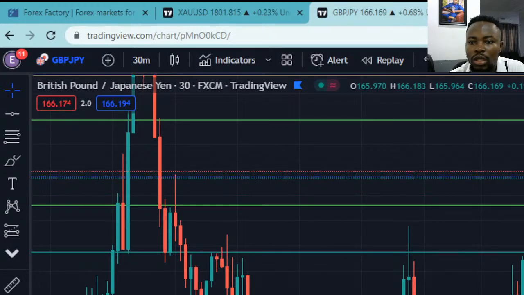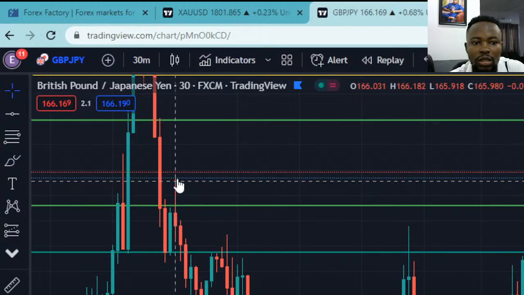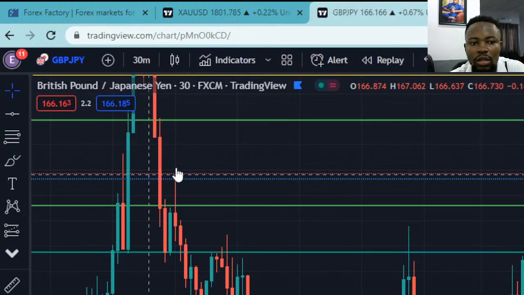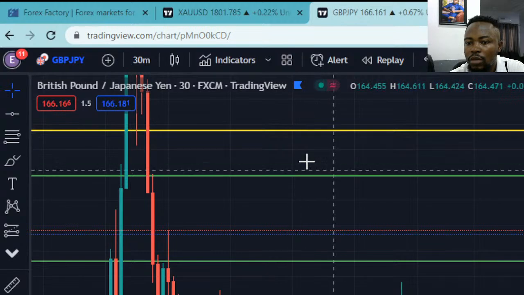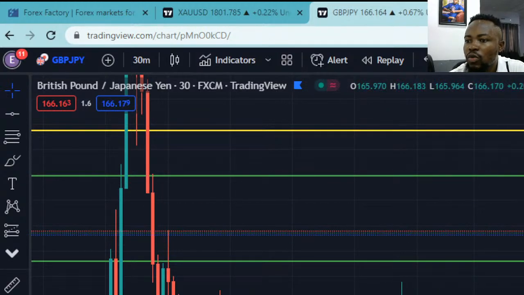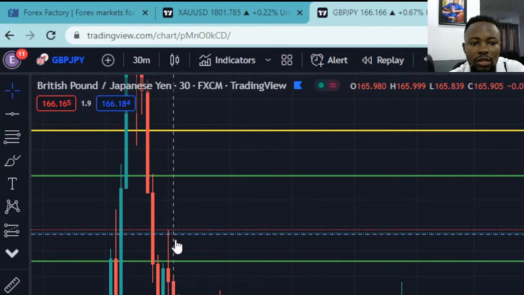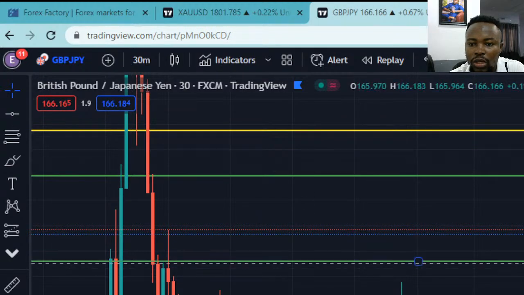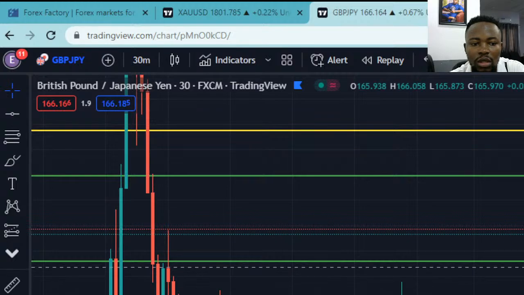GJ is pushing, I think, breaking this wick here. We should continue up towards our target at 166.396, right? But I wasn't looking at GJ. I wasn't looking to trade GJ because this candle that closed didn't close above here, right?